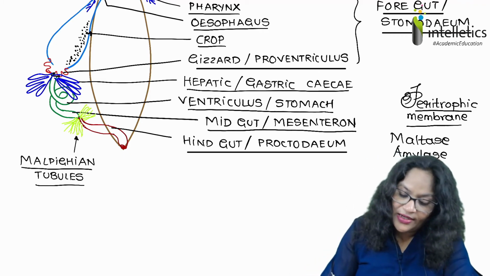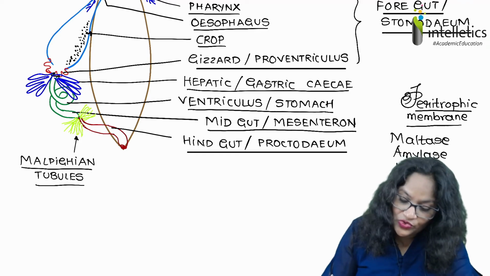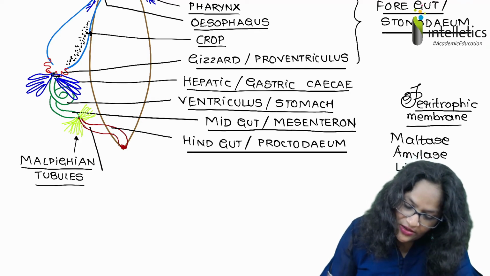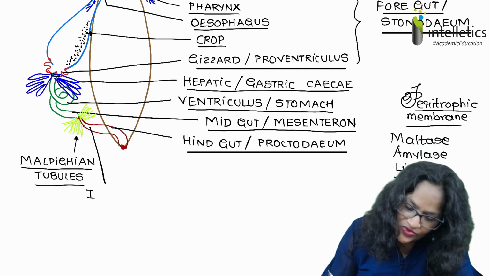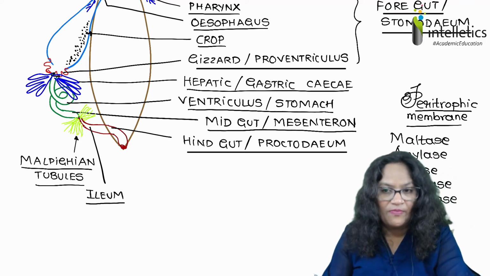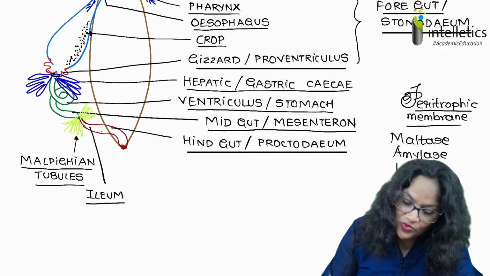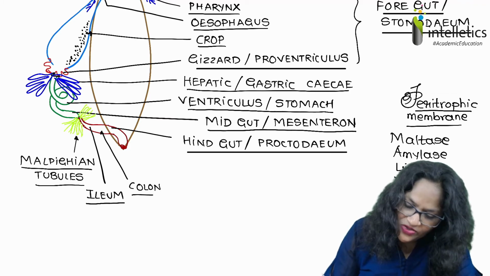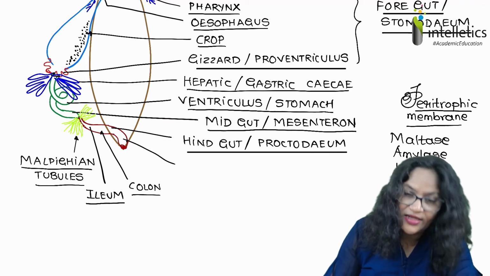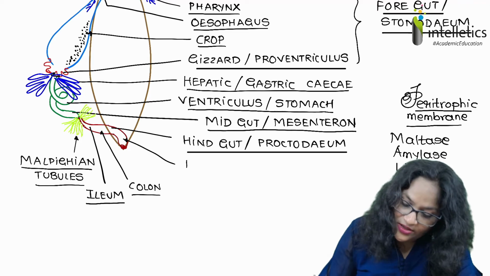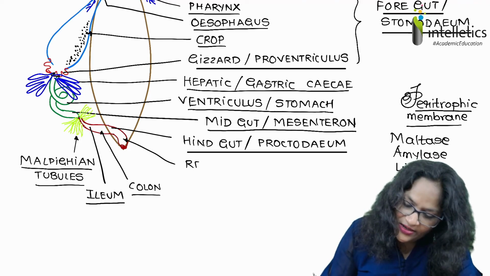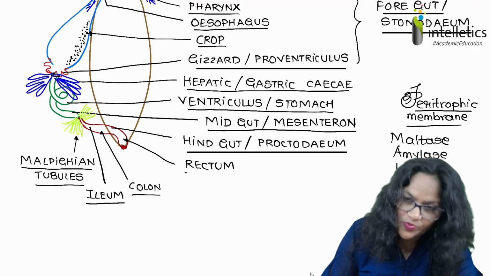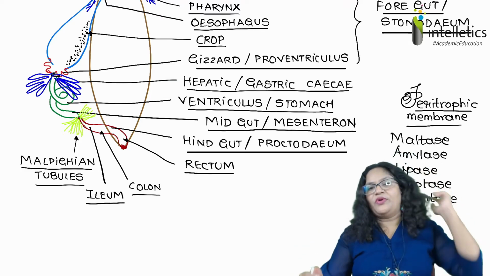Now this hindgut, again, is divided into three parts. The first part is the ileum, which will receive the nitrogenous waste products as well as the undigested matter. From there, it will be passed ahead to the next part, that's the colon. And from there, it shall be passed on to a slightly dilated structure called the rectum, wherein the undigested and the nitrogenous waste products can be stored temporarily.